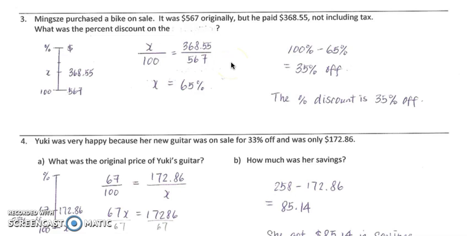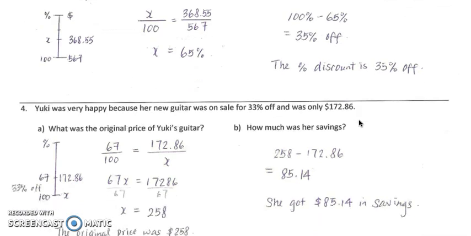So here is a proportion. To find x, we multiply 100 to 368.55, divide by 567, and get 65%. Usually when we describe discount, we say how many percent off of 100 the person has paid. So 65% is the actual amount paid. So the discount rate is then 100 minus 65%, which gives us 35%. So the discount is 35% off.